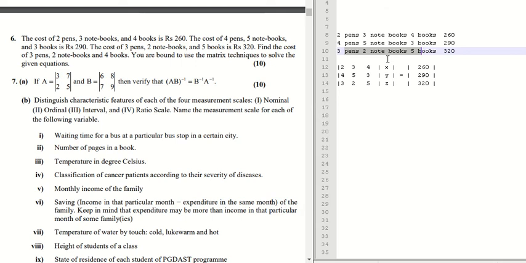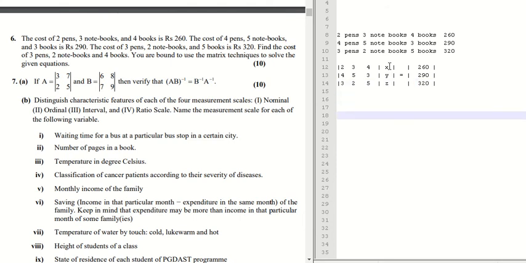So how do we write the equation? The way that we write the equations is this matrix form. These are the unknowns x, y, z. They represent the values of pen, notebook and books respectively. On the left side it is the number of pens, notebooks and books that is given to us, and these are the prices. So now how do we proceed?